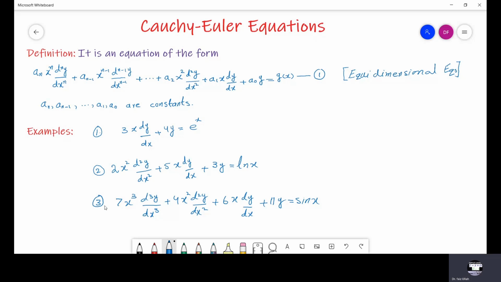Similarly, in the third example, which is a third order Cauchy-Euler equation, the order of derivative in the first term is 3, so the power of the variable which is multiplied with this is also 3. In the second term, the order of derivative is 2, so the power of the variable is also 2. In the third term, the order of derivative is 1, so the power of the variable is also 1. So these types of equations are called the Cauchy-Euler equations.